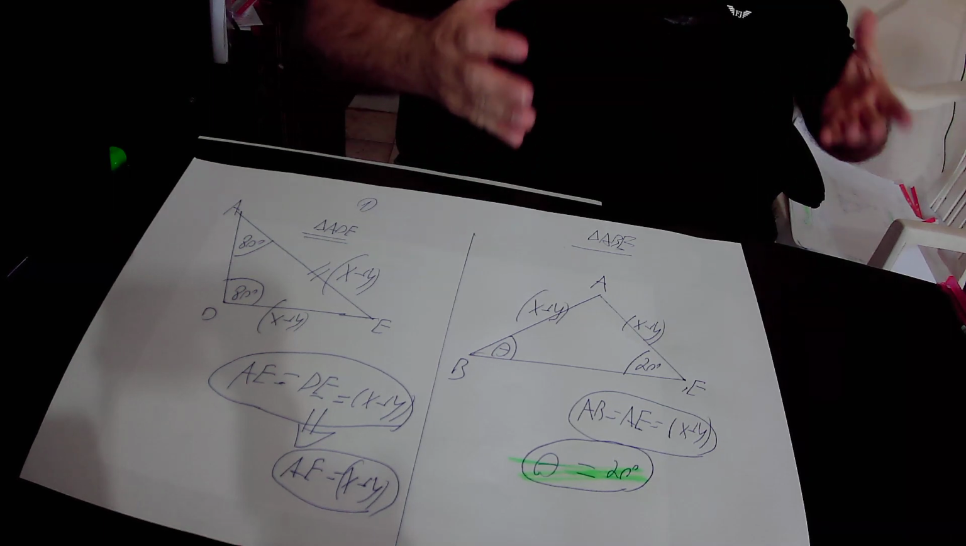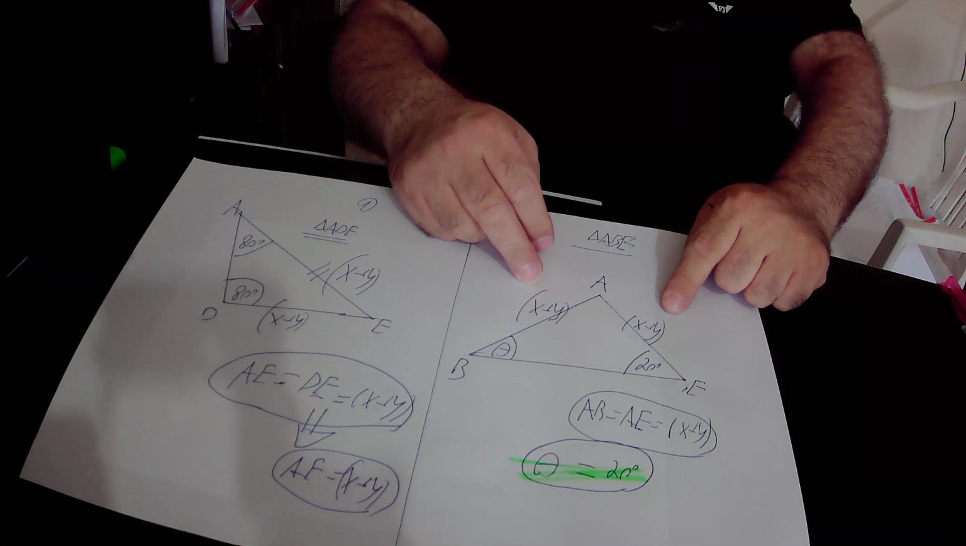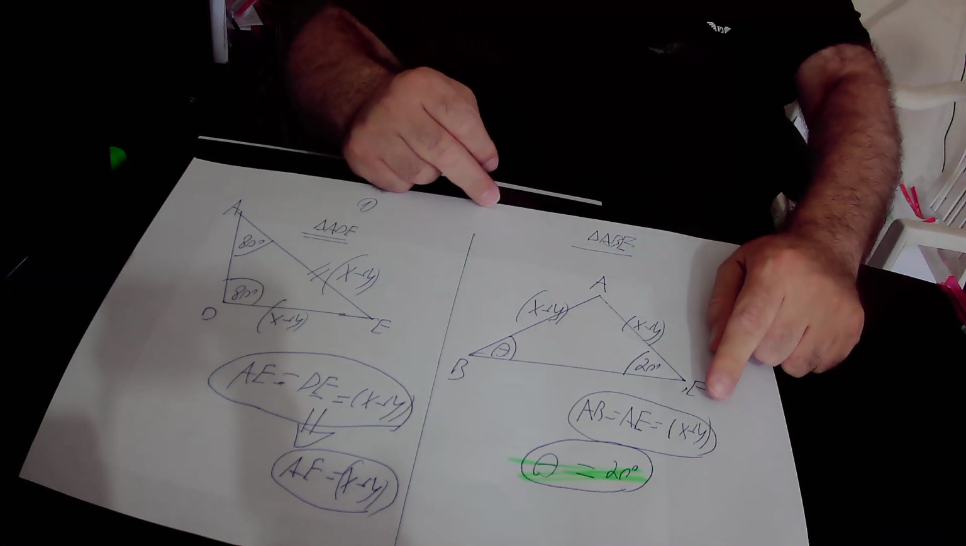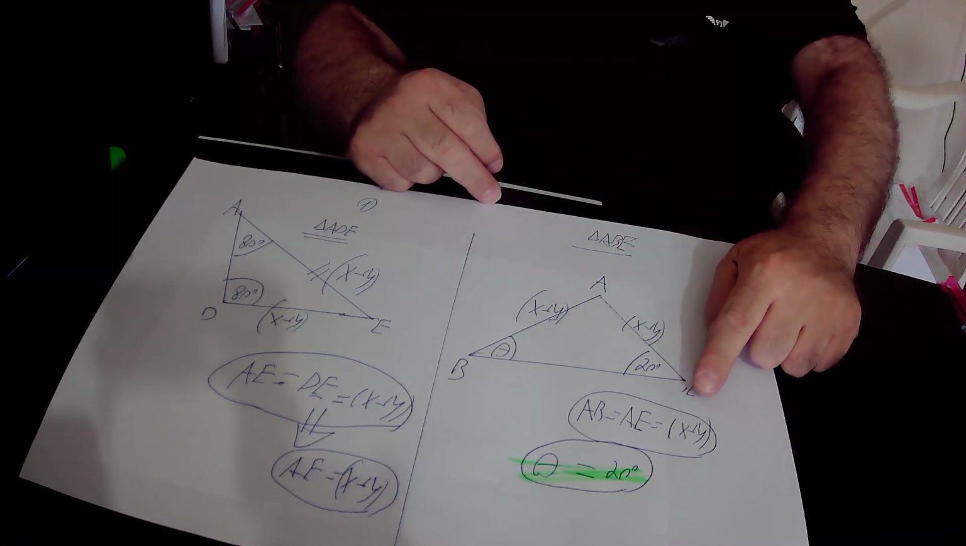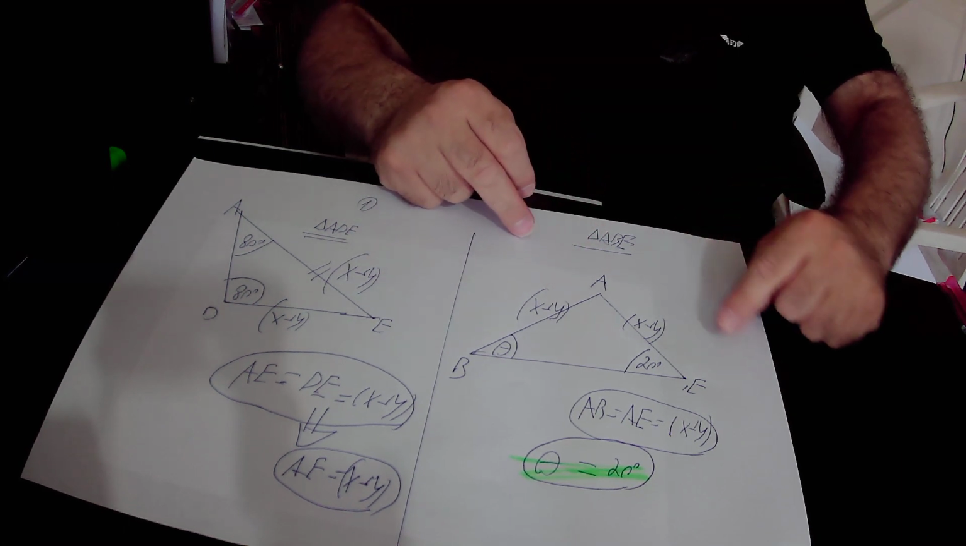So here we have an isosceles triangle. Why? Because those two sides are both equal to x plus y, therefore they are equal to each other. That is to say, side AB equals side AE.